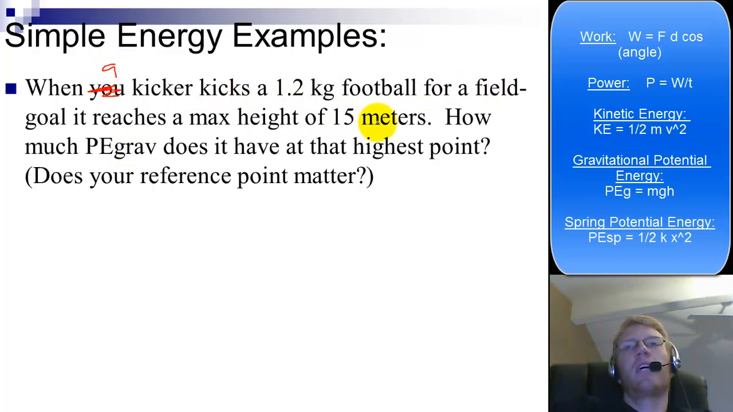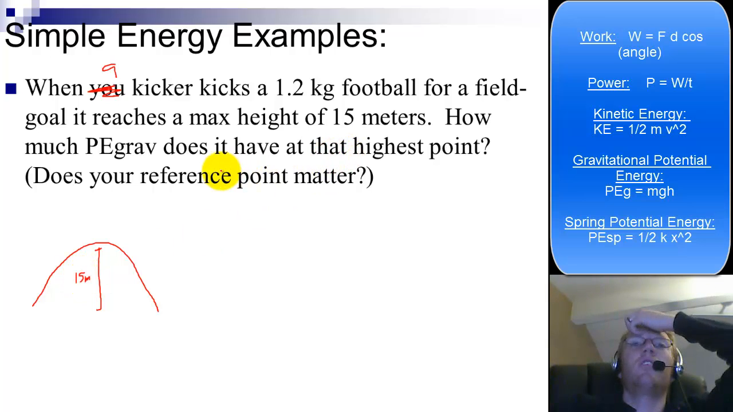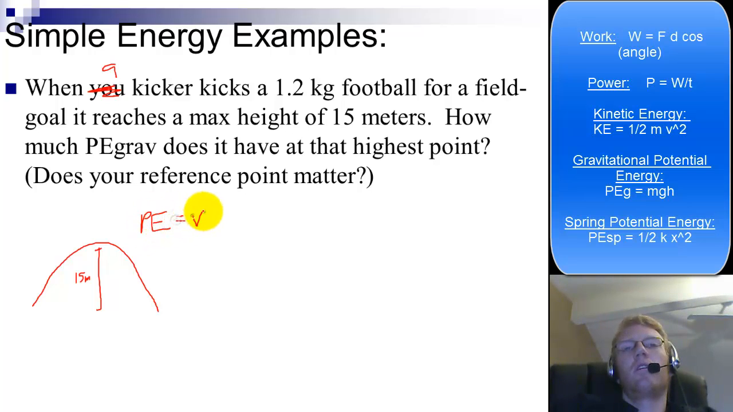Okay, next example. When a kicker kicks a 1.2 kilogram football for a field goal, it reaches a max height of 15 meters. So it's going to go up and come down, and that right there is 15 meters. How much potential energy of gravity does it have? Potential energy of gravity is mgh, and I've put this little reminder in.